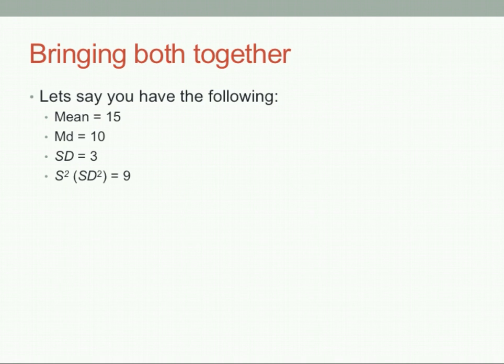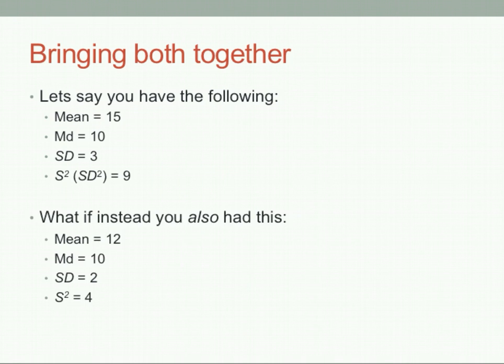Let's add in a second data set, where we also have a mean of 12, a median of 10, a standard deviation of 2, and a variance of 4. Well, in this case, we can say we almost certainly have, in our first data set, assuming that these are in the same units of measurement, a higher outlier or a higher skew than in this second one, because the mean of 15 is further away from the median of 10 than the mean of 12 is from the median of 10.